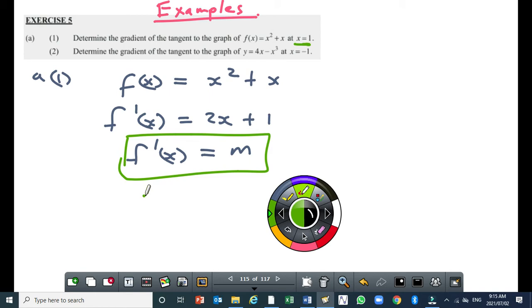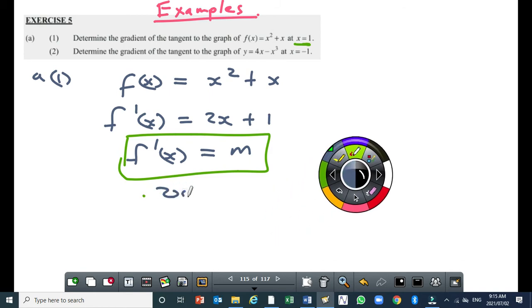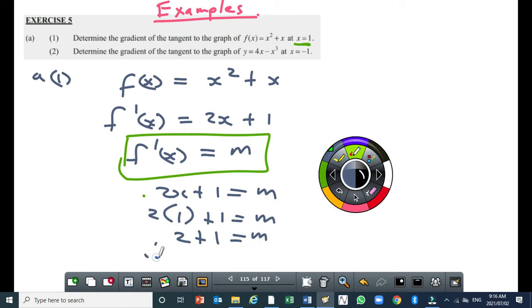So all we have to do is, where there is f prime of x, you put that. So I can write this as 2x plus 1 equal to m. Then I'll substitute the x by 1. So you end up getting 2 plus 1. Therefore, m will be equal to 3. And then you are done.